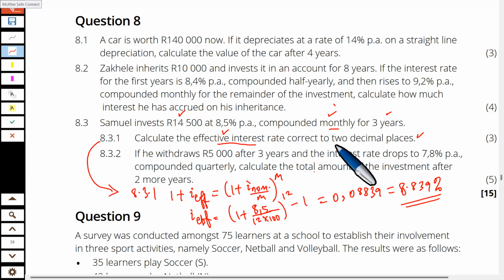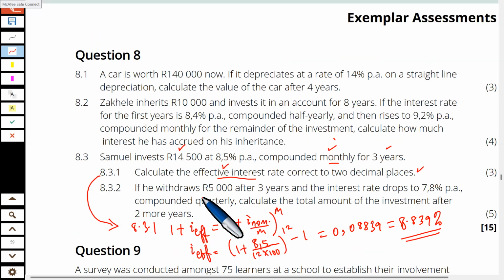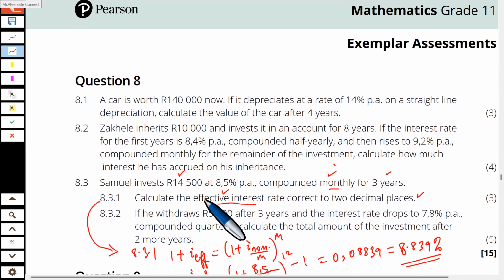Okay. So now in 8.3.2, if he withdraws 5,000 after 3 years, and the interest rate drops to 7.8% per annum compounded quarterly, calculate the total amount of the investment after 2 more years. Okay, so let's look at this one very carefully. Right, so we're going to be looking at 8.3.2 up here.